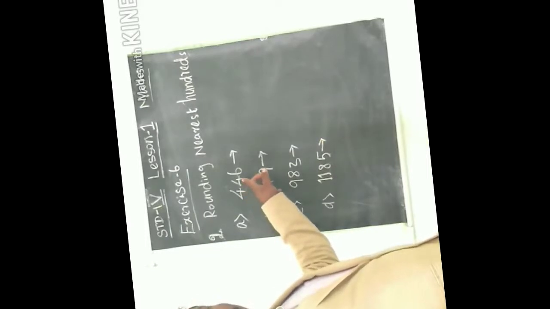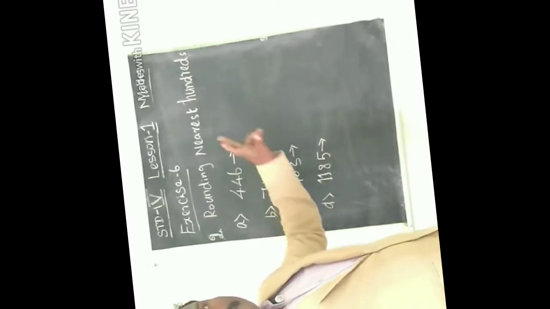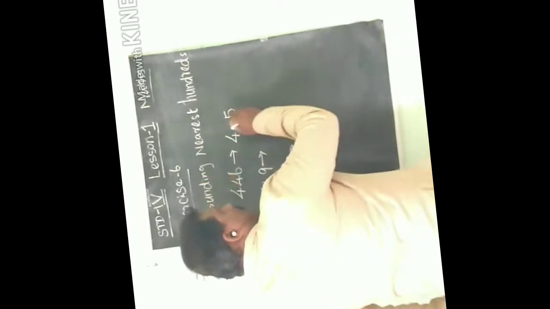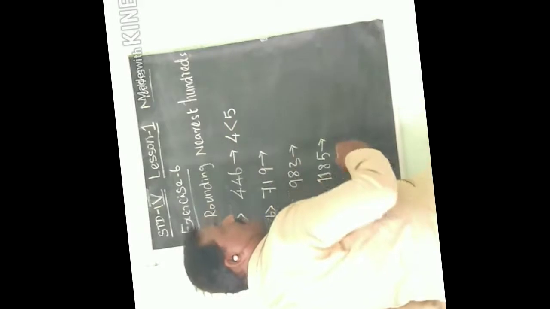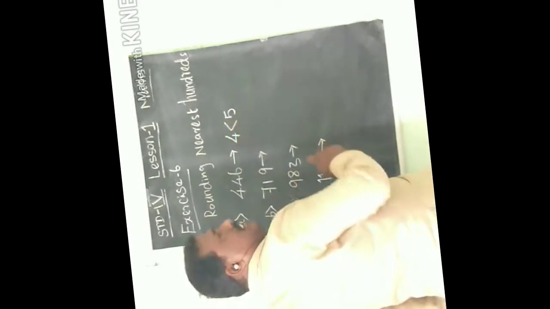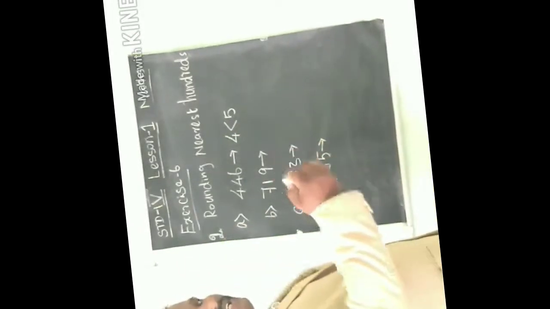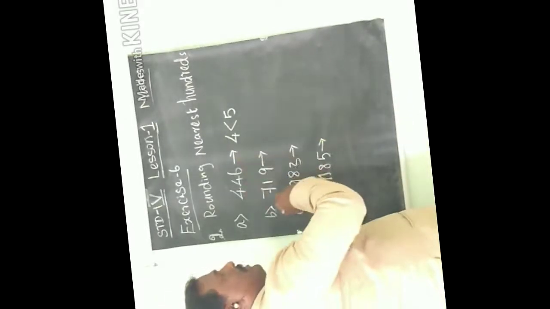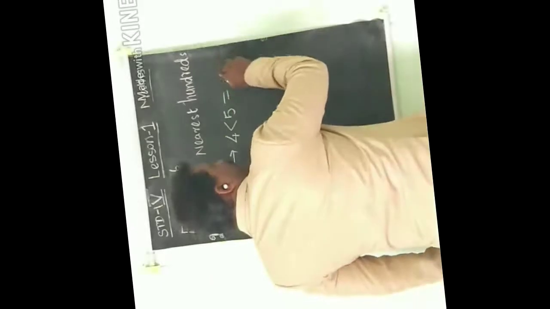Nearest 100 is 4. So what are we going to do? We have to take this 4 and compare it with 5. So 4, 5. Is it greater than 5 or smaller than 5? Smaller than 5. So we put less than. 5 is the big number, 4 is the small number. So below 5, what is the rounding rule? You have to take the lowest rounded number. So 446, lowest rounded number 400. 400 is the rounded number.